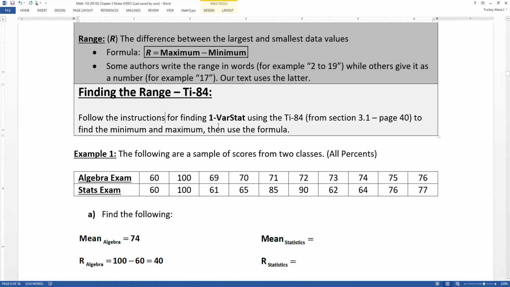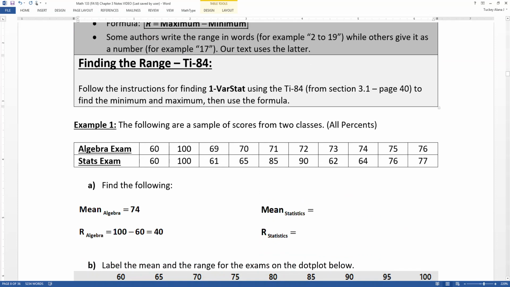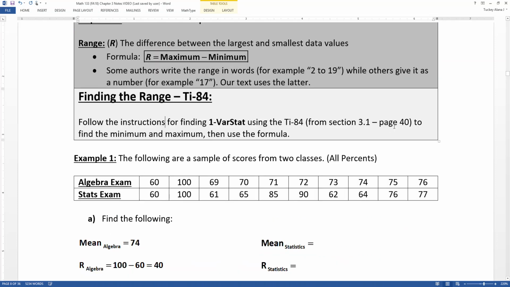And how to find it? Well, I'll show you how to do that when we get there. Although it occurs to me right now that this page number reference is not correct. So I'll just say from section 3.1 and I'll eliminate that for future years.